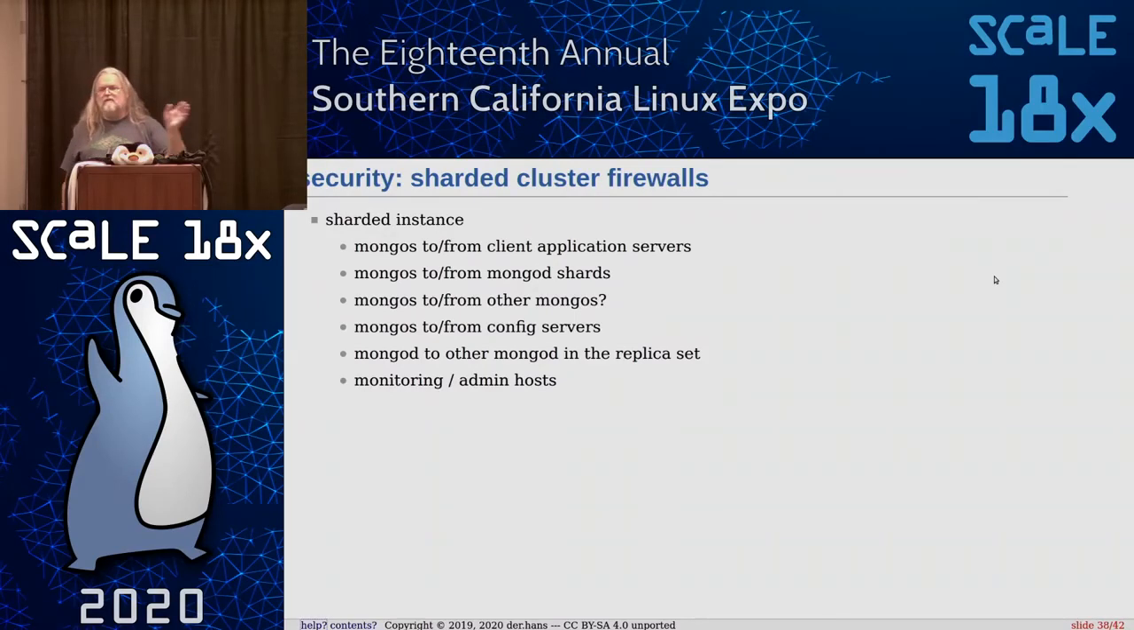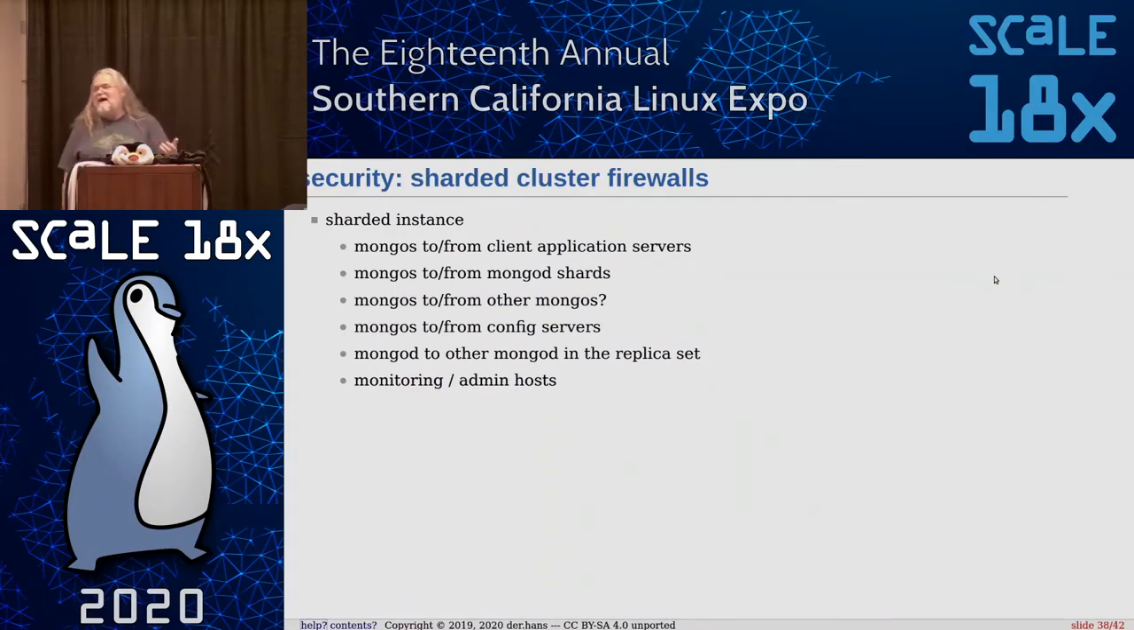Now, for optimization and stuff, we don't have to worry about the config servers too much, but you do need to talk to them, so make sure your firewall allows talking to them, because otherwise the Mongos don't know who they are, or what they're doing, what their purpose in life is. So we need to be able to talk to those config servers. And then the MongoD talk to other MongoD in the replica set.